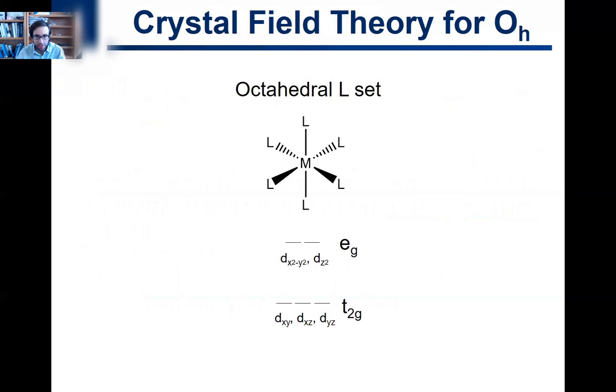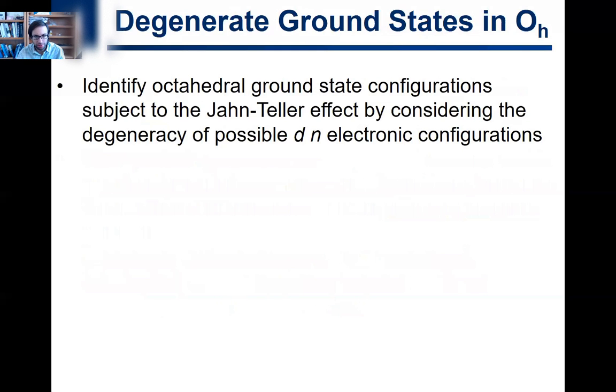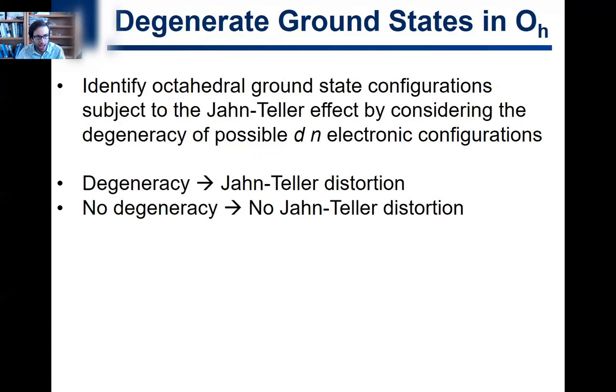So let's go back to our octahedral geometry. We know that crystal field theory tells us the d orbitals are going to split into 3 triply degenerate T2Gs and 2 doubly degenerate EGs that are higher in energy. And so we can look at all the different electronic configurations that exist. If we have degeneracy in those electronic configurations, the Jahn-Teller theorem predicts that there will be a distortion down from octahedral symmetry into a lower symmetry. If there's no degeneracy, there won't be distortion, and the ground state of the molecule should be octahedral.